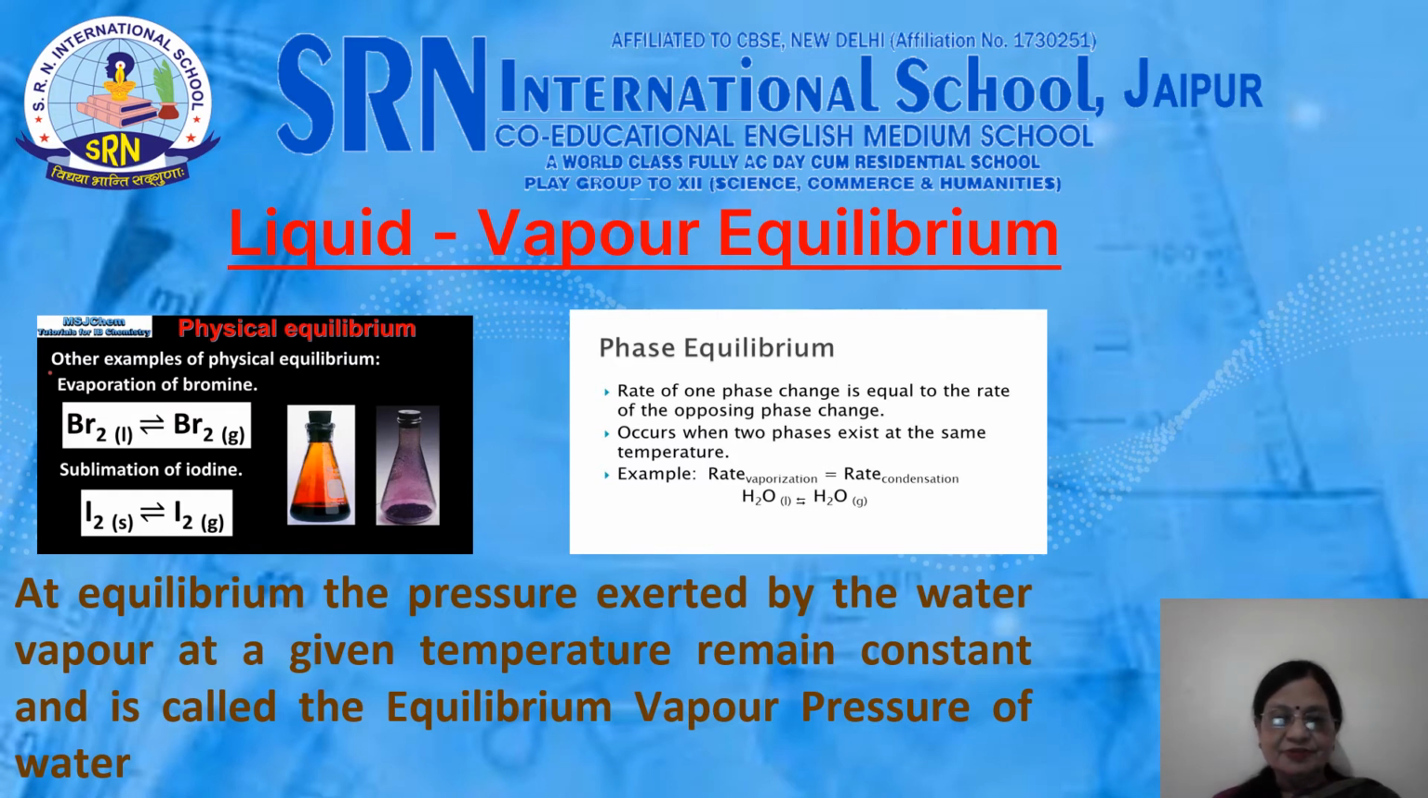Another example of such physical equilibrium, that is liquid vapor equilibrium, is evaporation of bromine. Bromine in a liquid form forms bromine in a gaseous form in a closed container, and then they come to an equilibrium. And here the rate of evaporation and rate of condensation becomes equal. So at equilibrium, the pressure exerted by the water vapor at a given temperature remains constant and is called equilibrium vapor pressure of water, or simply vapor pressure of water.